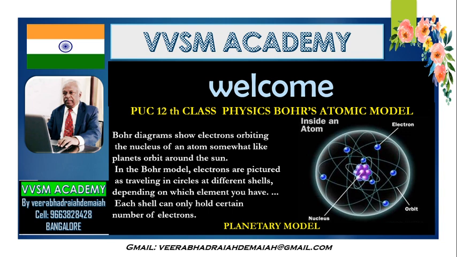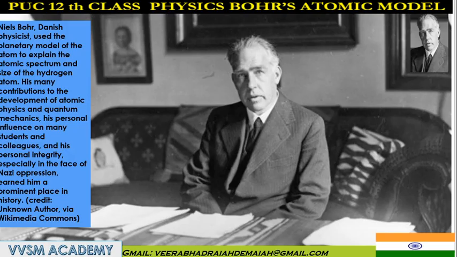Bohr's diagram shows electrons orbiting the nucleus of an atom somewhat like planets orbit around the sun. In the Bohr model, electrons are pictured as traveling in circles at different shells depending on which element you have. Each shell can hold a certain number of electrons, that is principal orbitals K, L, M, N, O, P, and suborbitals S, P, D, F orbitals.